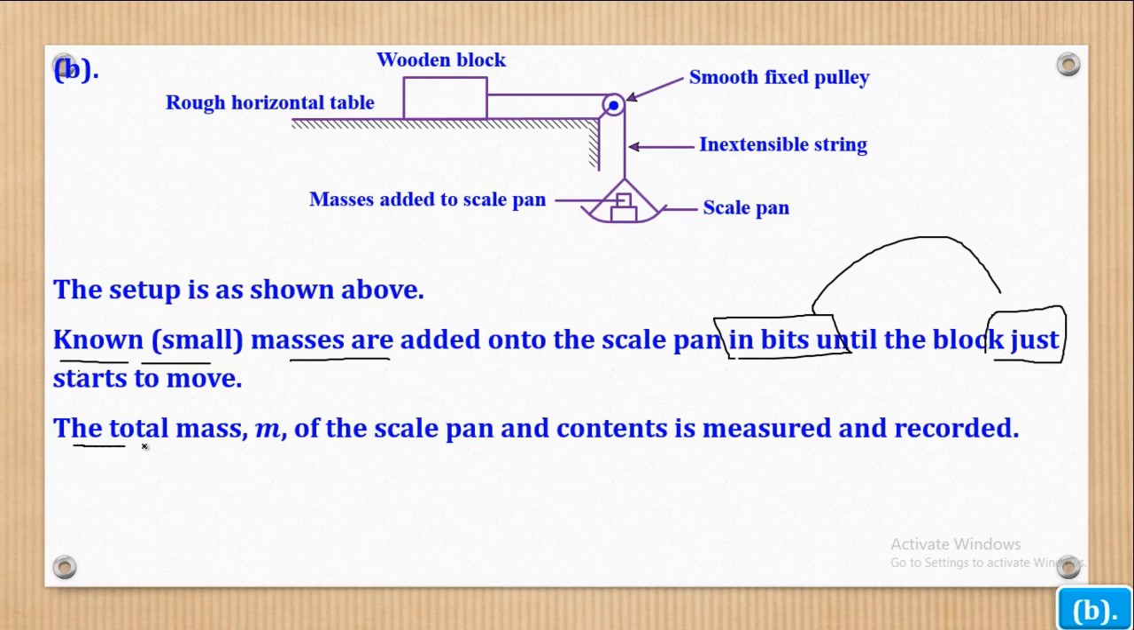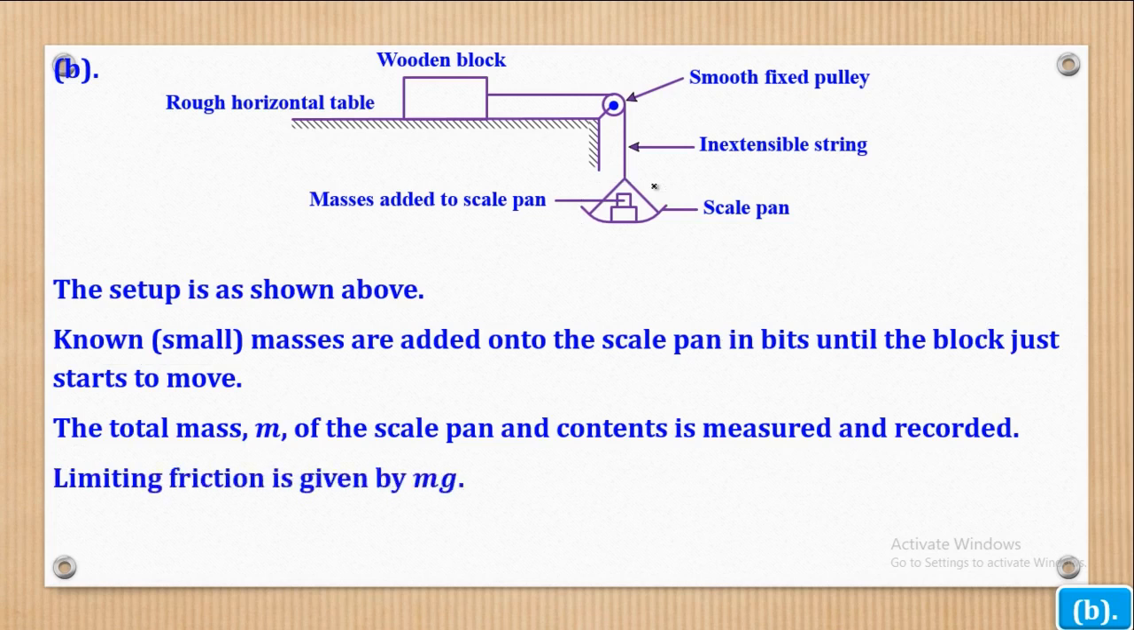Then the total mass M of the scale pan and its content is measured and recorded. So M denotes the mass of the scale pan together with all its content. Limiting friction is given by mg. So remember, they wanted only limiting friction. Some students confused it and they went further to get the coefficient of limiting friction, which is not okay.